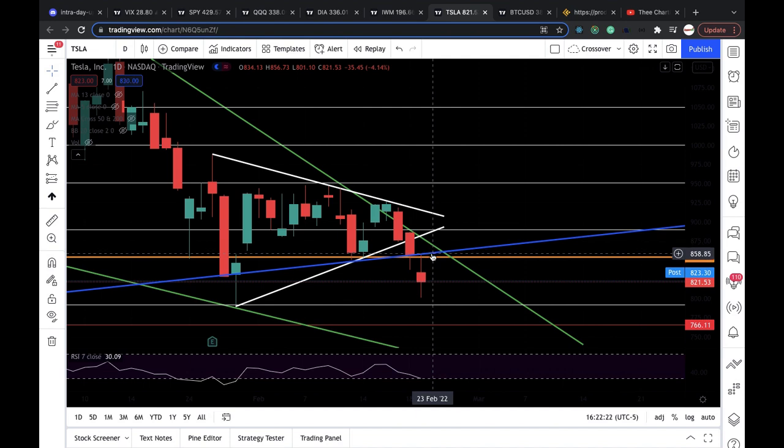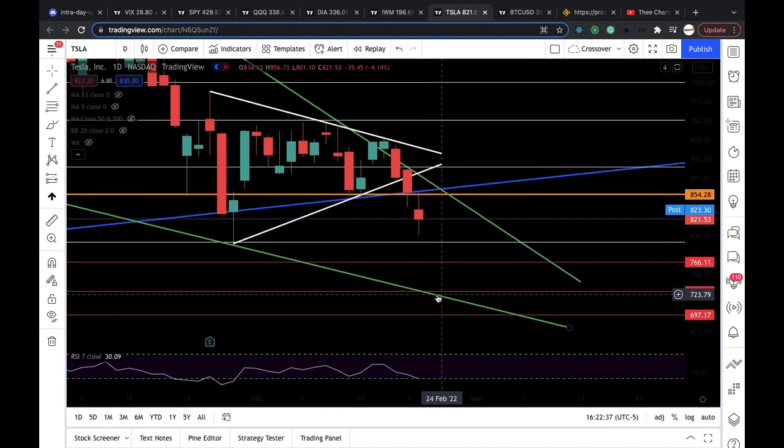But as long as it's below, that's a resistance level now, and as long as it's below and gets treated like resistance, I am favoring more downside. All right, 791 to 792 zone, then 766, then the big one down here around 723.